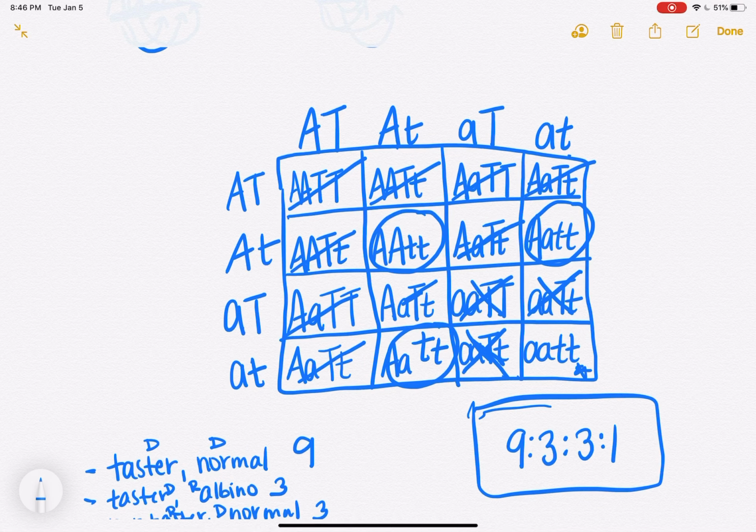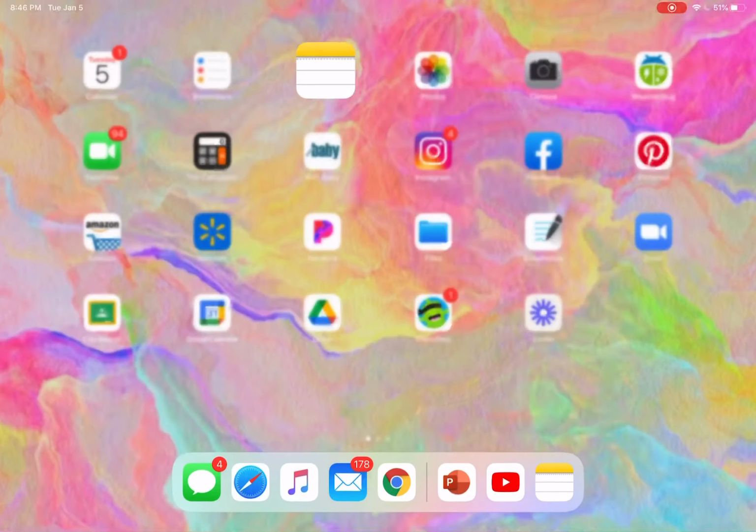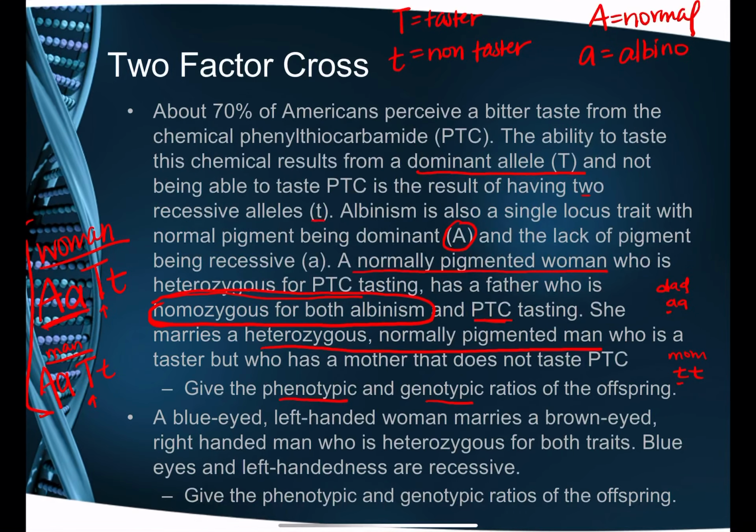Okay? All right. Let's look at one more of these dihybrid problems. Okay? It's not going to be a 9 to 3 to 3 to 1. So it says a blue-eyed left-handed woman marries a brown-eyed right-handed man who is heterozygous for both traits. So our man, let's use H for handedness and E for eyes, okay? So he is big H, little H, big E, little E. He is heterozygous for both traits.